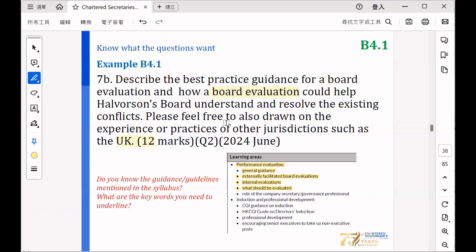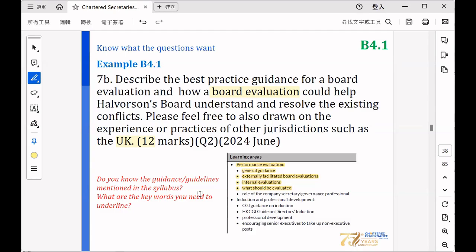So I won't go through the board evaluations in detail. If you just read the code provisions as well as the FRC guideline, there are quite a lot of good practices for board evaluations, and therefore I recommend you take a look at those guidelines directly. So in short, the evaluations must be tailor-made to the company's need, and that's about board evaluations.